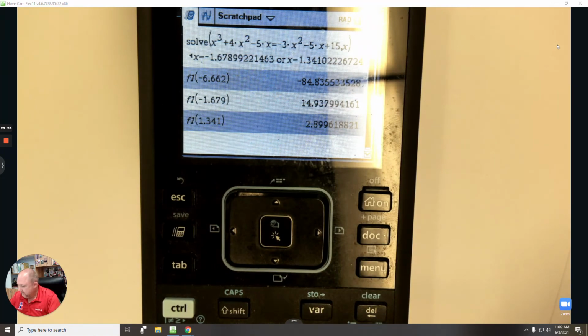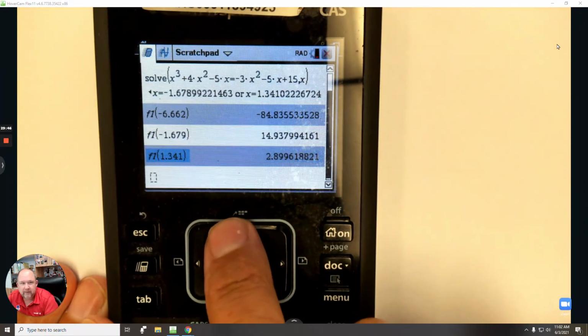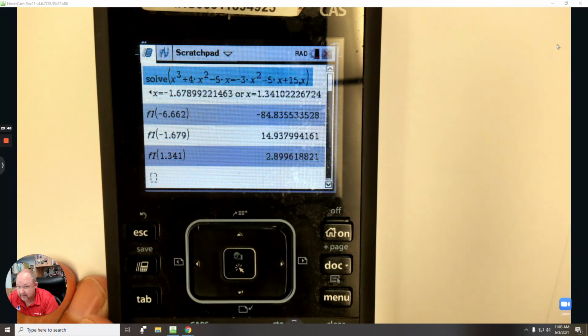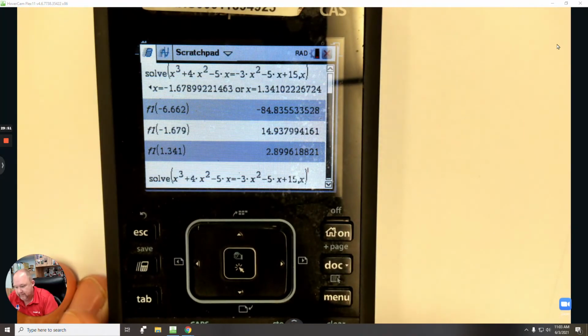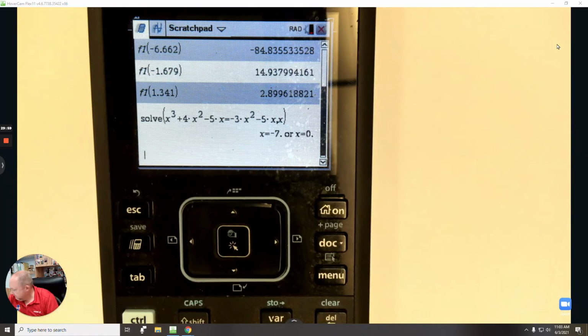All right, next one. It says solve that equation. Completely different equation than what we've done. Negative 3x squared minus 5x, there's no plus 15. So it's pretty well the same equation. I'm just going to go back up and highlight over what we did, press Enter, and then get rid of the plus 15 part. That is what I got, and then press Control Enter. And I got the answer: negative 7 and 0.